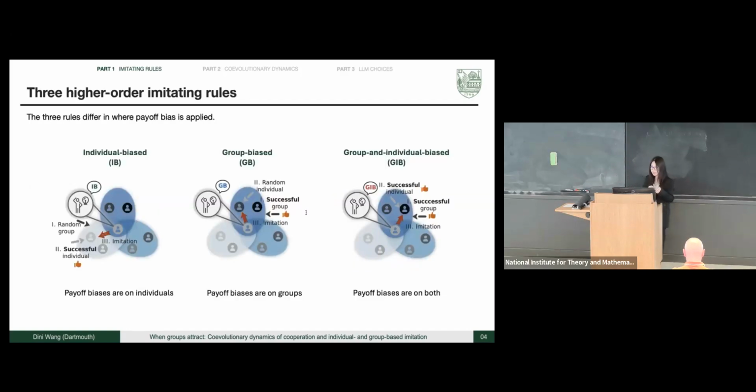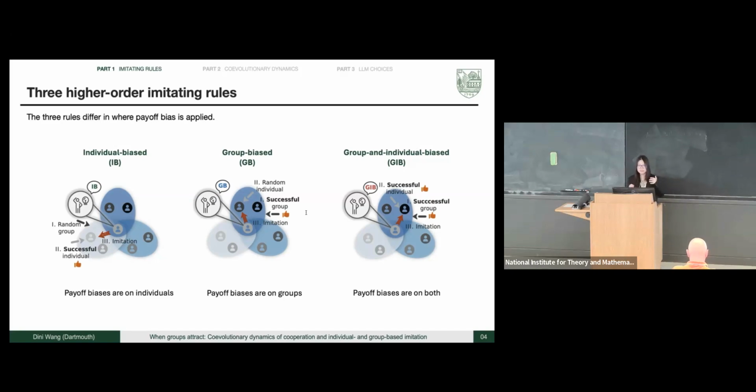Inspired by this idea, we consider three different types of high-order imitating rules, and they differ in where the payoff bias is applied. Specifically, in the individual bias rule, the focal individual first randomly selects a group and then preferentially selects a more successful individual within that group as a role model. Eventually, it will imitate the role model for the strategy update.